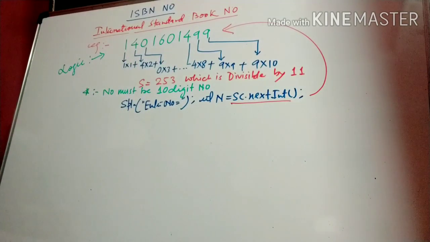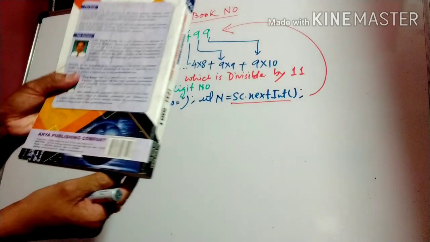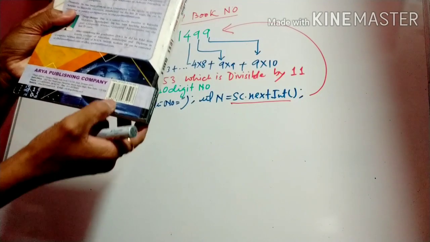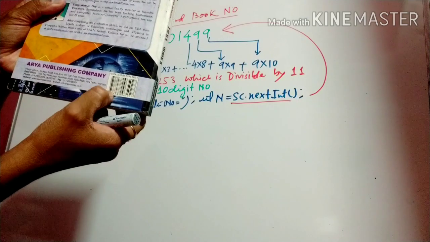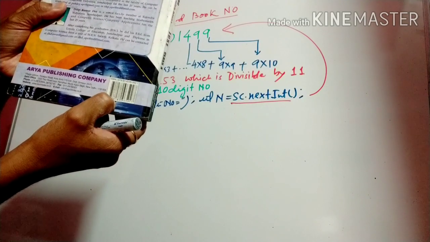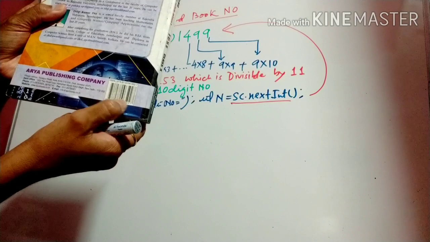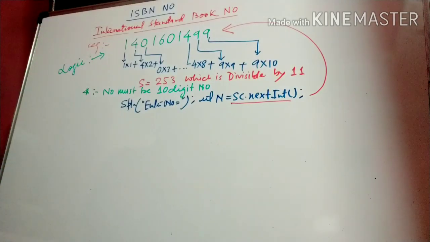When you see your book, every book, storybook, copy, novel, we will get a code. Can you see this code? This code is known as ISBN, International Standard Book Number. So here is the number.